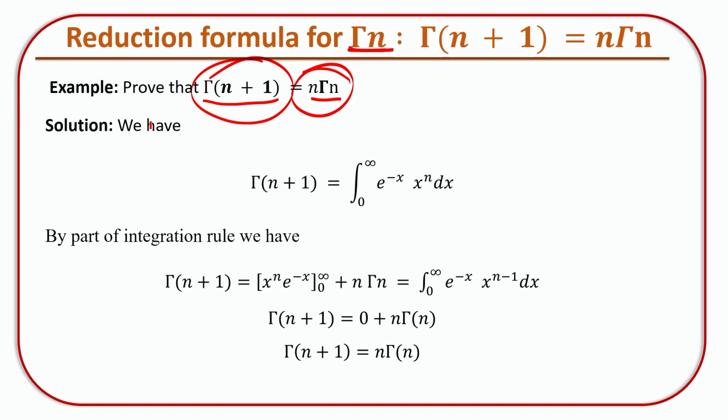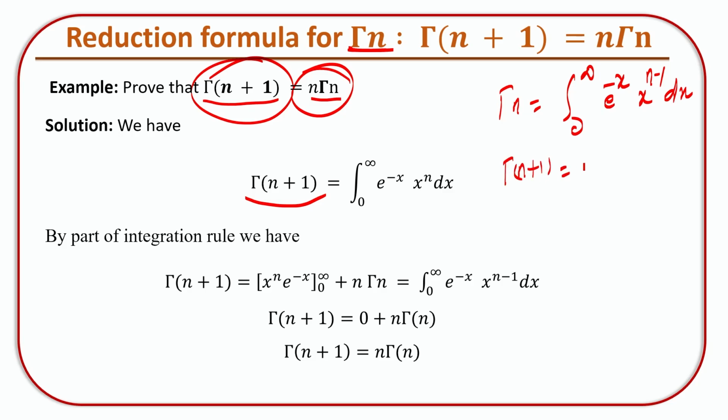Now with the definition of a gamma function, let us start with gamma n plus 1. So how can I write this one? As you remember, gamma of n is equal to the integral from 0 to infinity of e^(-x) x^(n-1) dx, right? So putting n plus 1 in place of n, this will give you the integral from 0 to infinity of e^(-x), and n minus 1 becomes n plus 1 minus 1, that becomes x^n dx. So that's what it becomes.